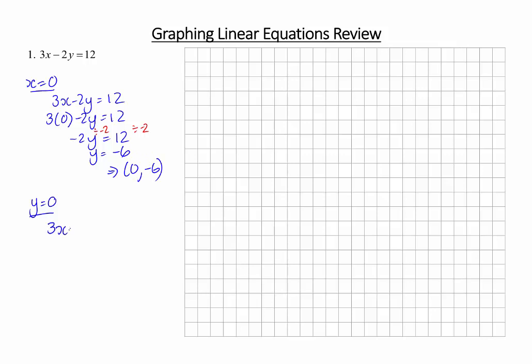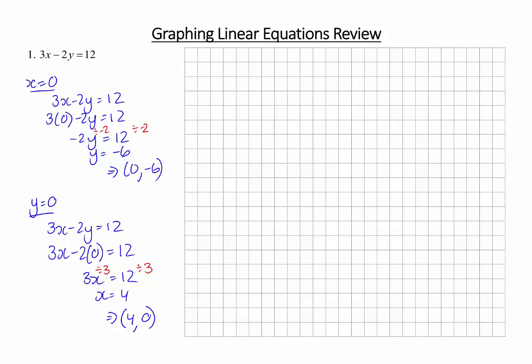Now for y equals 0, I've got 3x minus 2 lots of 0 equals 12. 3x equals 12. Divide both sides by 3 because the x is being multiplied by 3. So that means my x equals 4. So my coordinate is 4, 0.